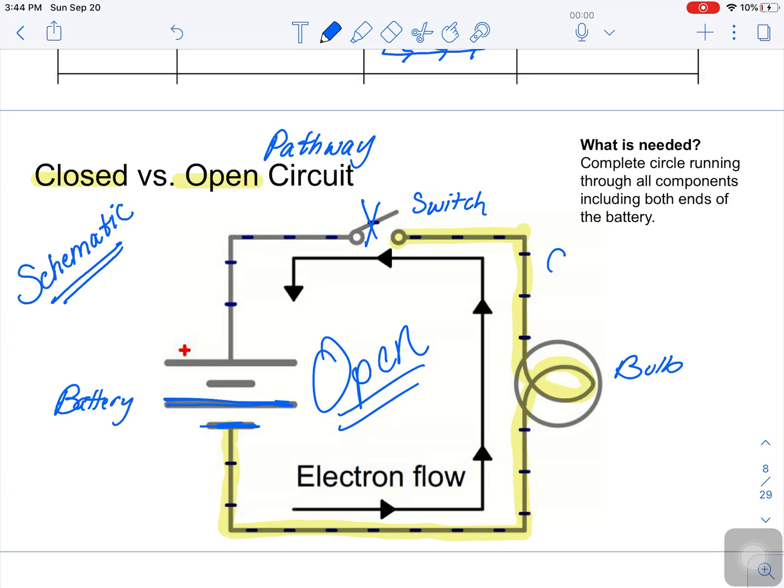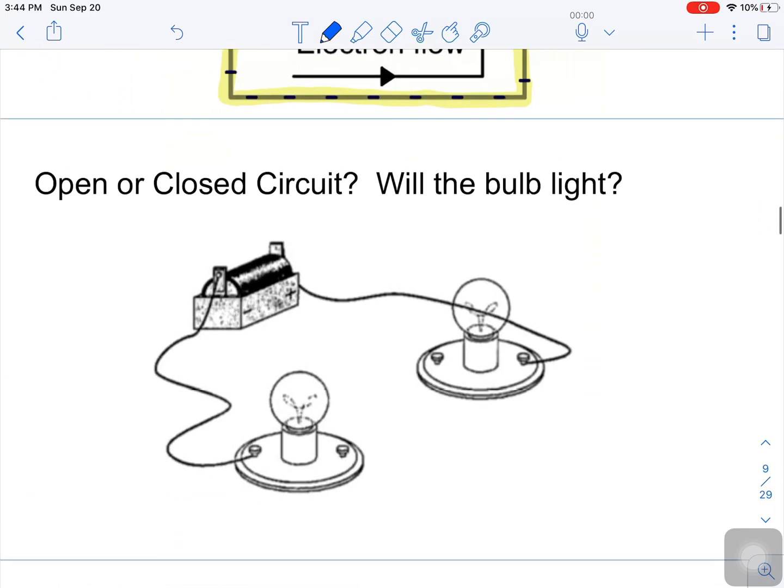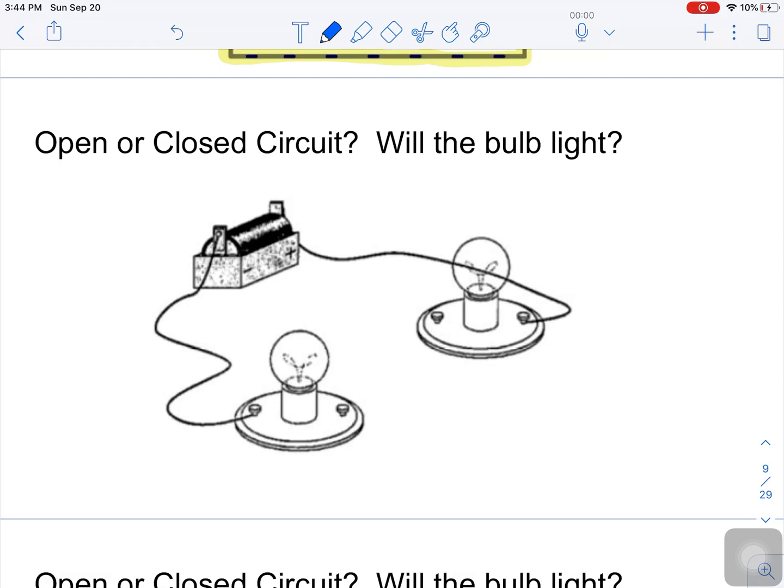Just like in math class, you might have talked about open shapes, right? Shapes that are not completely closed versus closed shapes, shapes that are fully connected and closed. Circuits are the same way. We've got open and closed circuits. All right, so let's look at some of these. Open or closed, will the bulb light? Okay, electrons potentially could flow, and we have a break in the pathway. So this, my friends, is definitely a, nope, I almost circled the wrong one. This is an open circuit.